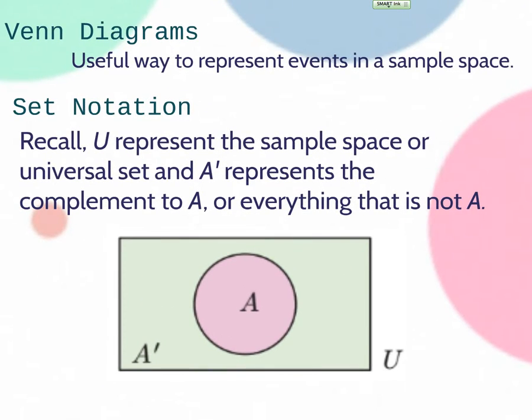Starting here, we've got Venn diagrams, which are useful to represent events in a sample space. And with that set notation, there are a few things we're going to recall. So remember that U represents the sample space or universal set. So this whole rectangle is the sample set. Like if we were surveying the entire class, the whole rectangle would represent all of the students in the class.